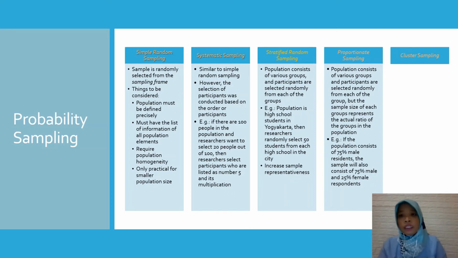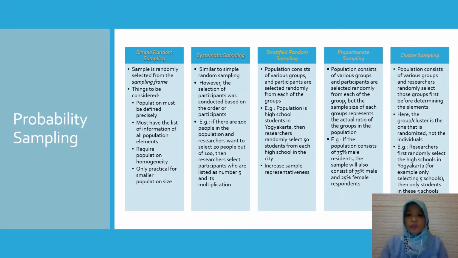The last one is cluster sampling. Again, this is when our population consists of various groups, and researchers randomly select the groups, not the individuals, not the elements, but the groups. Randomly select those groups first before determining the elements. So here, the group or cluster is the one that is randomly selected, not the individuals.